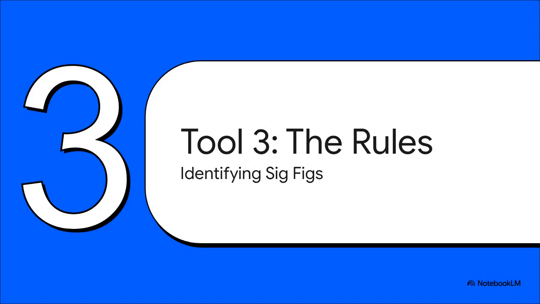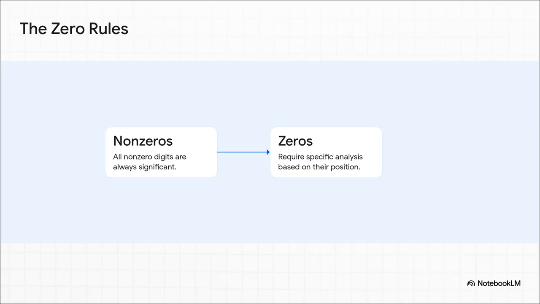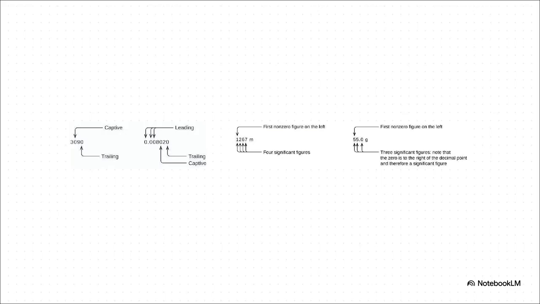All right, let's look at Tool 3, the rules. Identifying those significant figures. So if you're looking at someone else's data, how do you mathematically identify which figures are significant? Well, to keep track of that certainty, we follow some pretty strict rules. Rule number 1 is super easy. All non-zero digits are always significant. The numbers 1 through 9, they always count. Zeros, however, demand a closer look, based purely on where they're sitting in the number. Let's break down a few scenarios. First up, captive zeros.